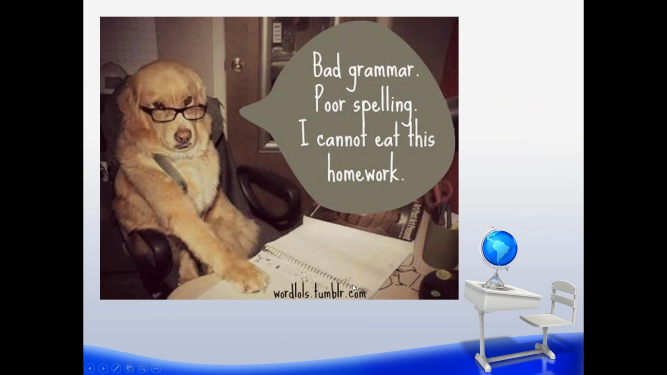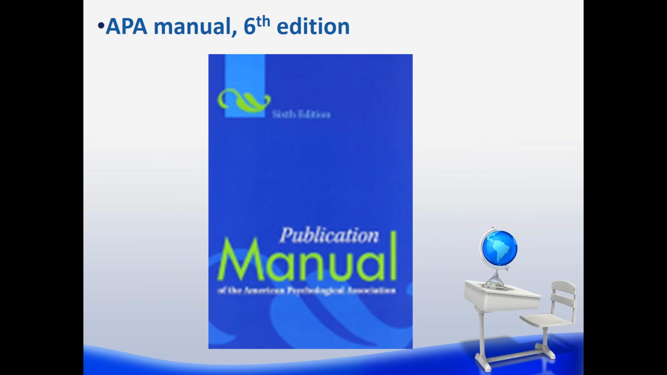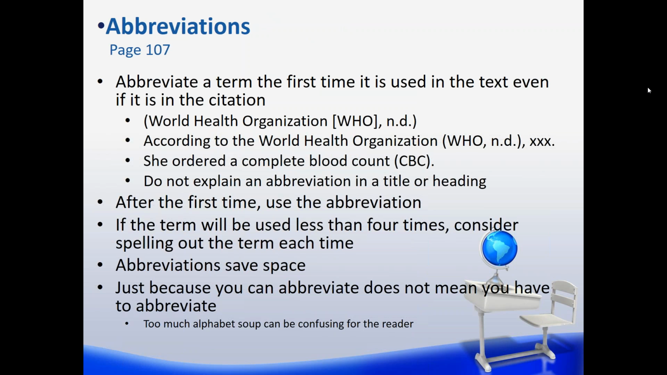So I've arranged this in alphabetical order, and it follows the order of the writing guide that's posted in the course content area. We are using the APA Manual 6th edition, and I'm going to start with abbreviations.